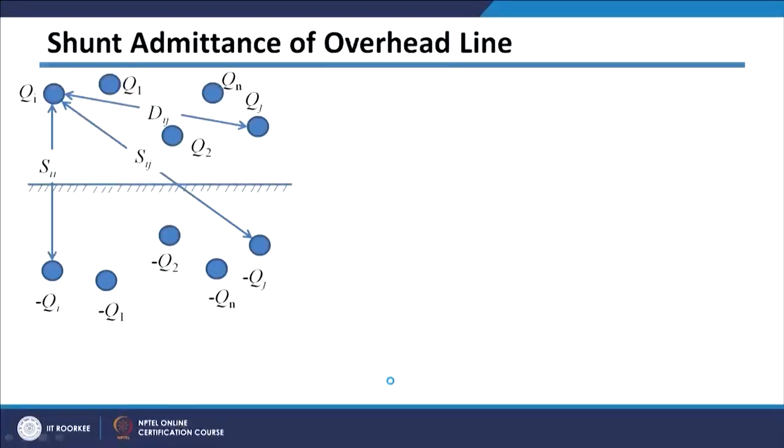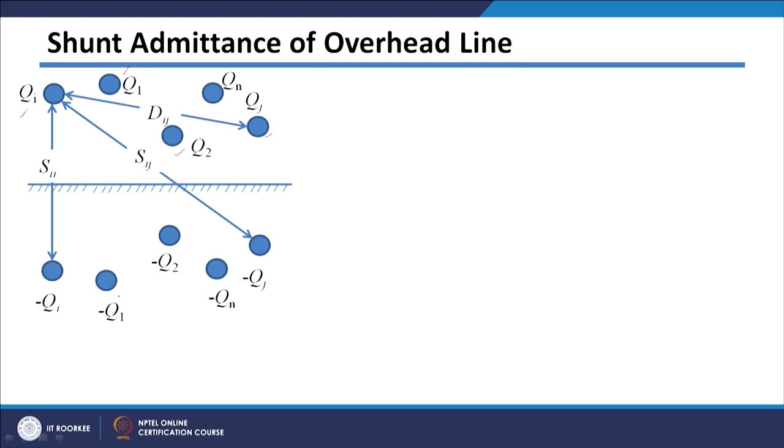Now, we have seen this for only two conductors. If there are n conductors in the system, then the potential coefficient matrix will be of size n by n. In this figure I have shown n conductors, that is Q1, Q2, Qi, Qj, and each of them will have an image.